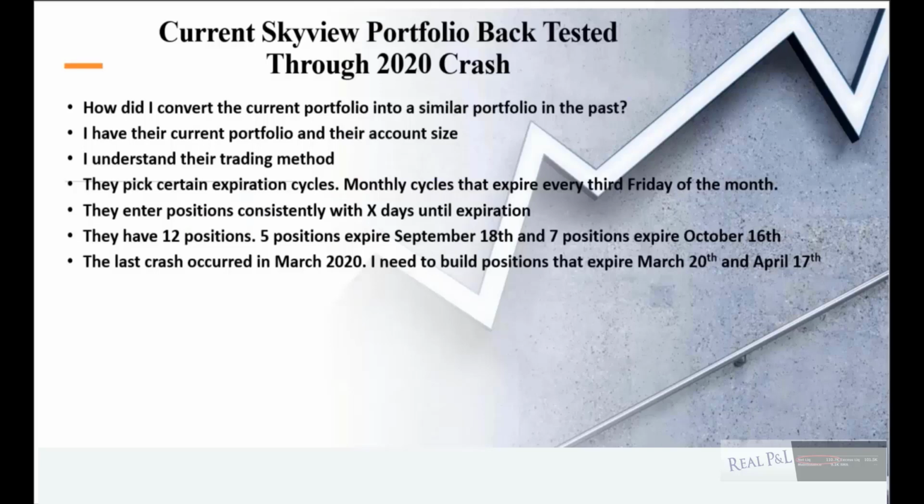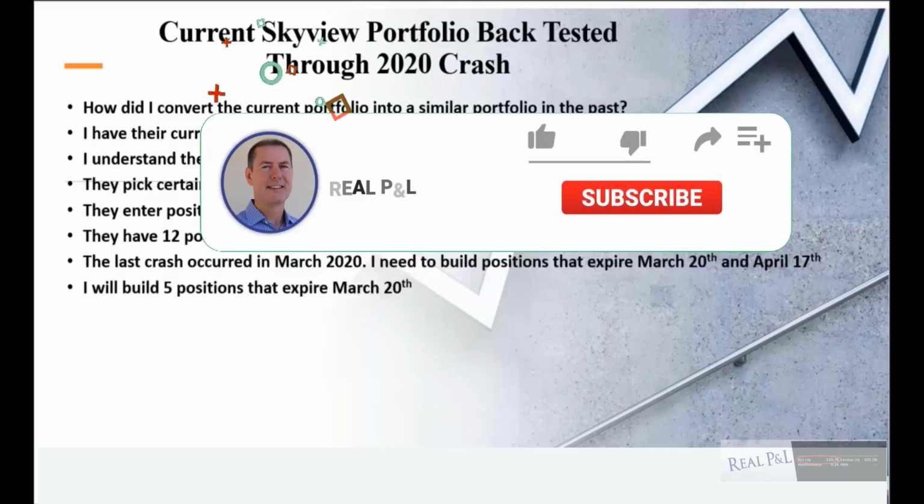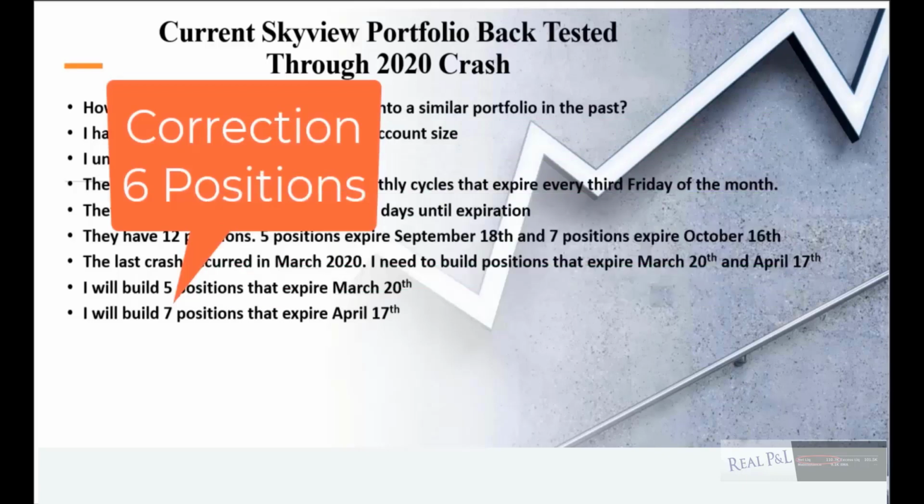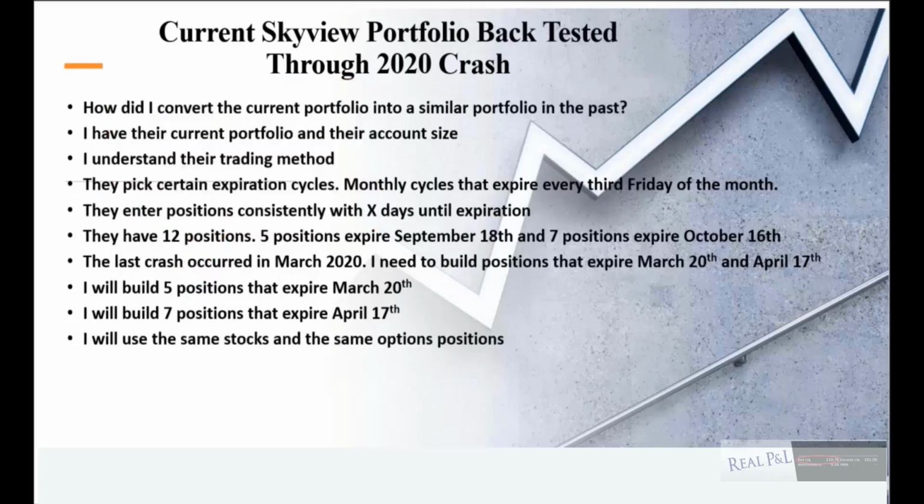The last crash occurred in March of 2020, and I need to build the positions that expire in similar expirations, which would be March 20th, 2020, and April 17th of 2020. I'll build 5 positions that expire on March 20th, and I'll build 7 positions that expire on April 17th. So my positions will be held through the crash. I'll use the same stocks and the same options positions that are in the current portfolio right now.